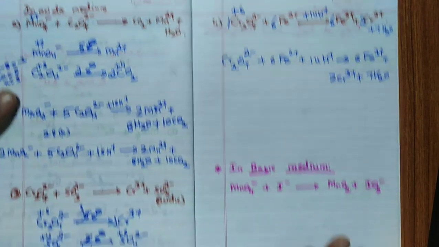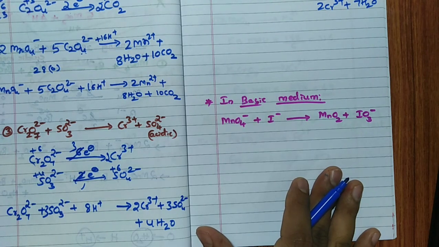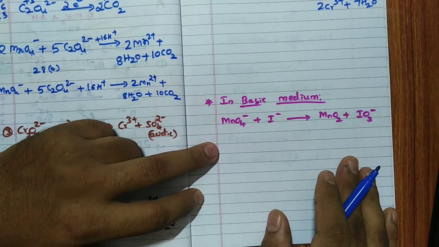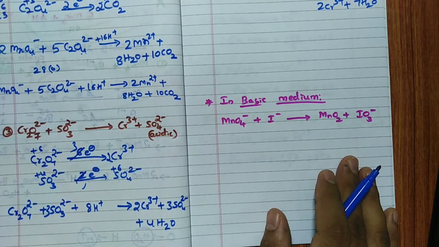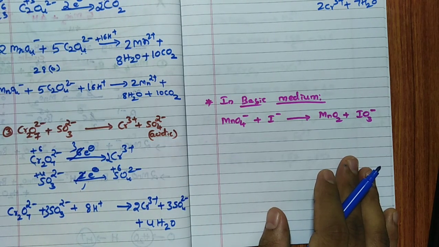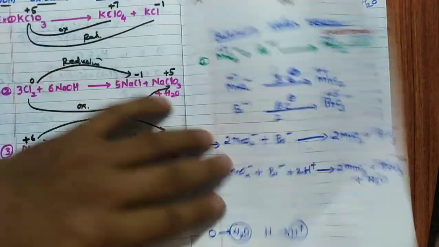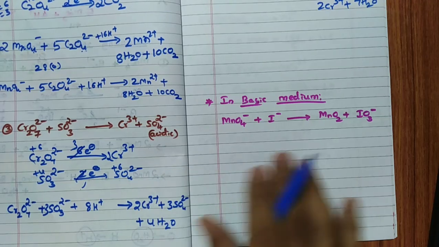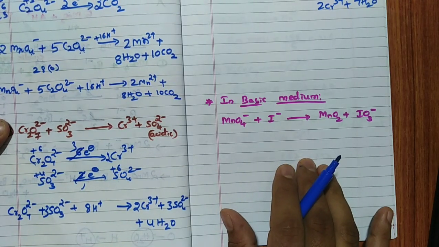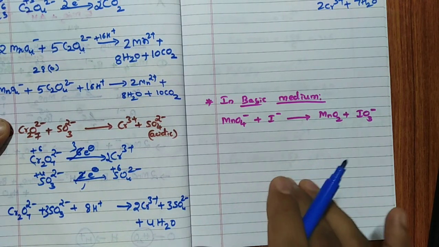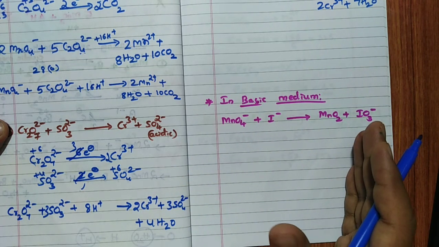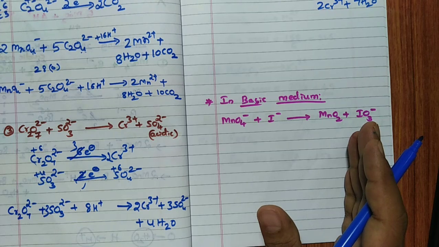This is it. Now balance in basic medium. One example I will give you. In basic medium, you cannot balance hydrogen and oxygen before balancing charge. Here, remember, you have never seen the charge anywhere. Charge will get balanced easily, but here charge will not be balanced easily. In basic medium, you have to balance the charge first. After balancing the oxidation state, then you go for hydrogen and oxygen.